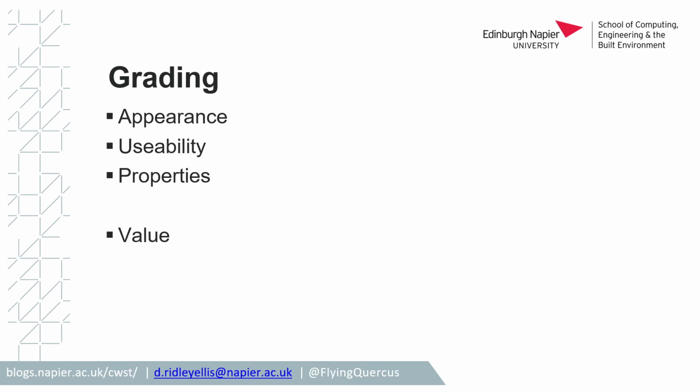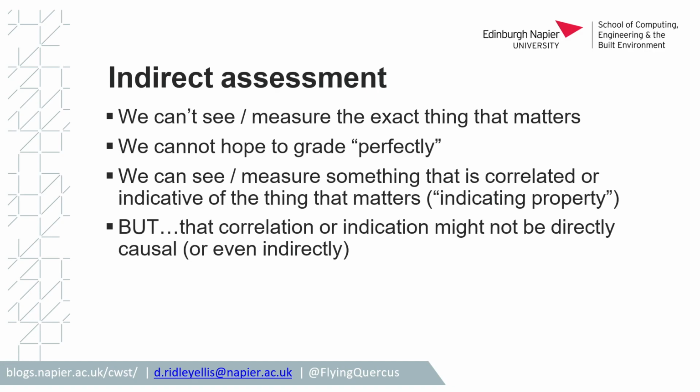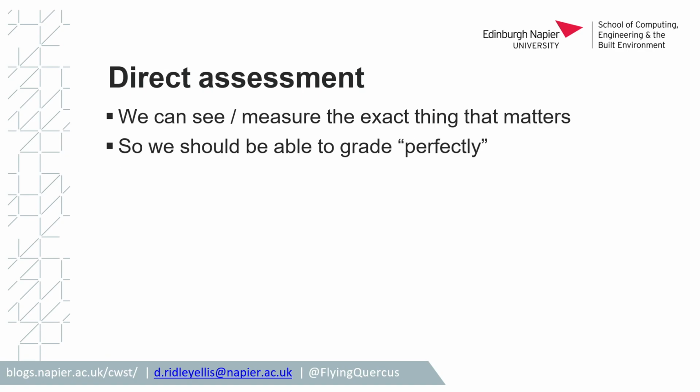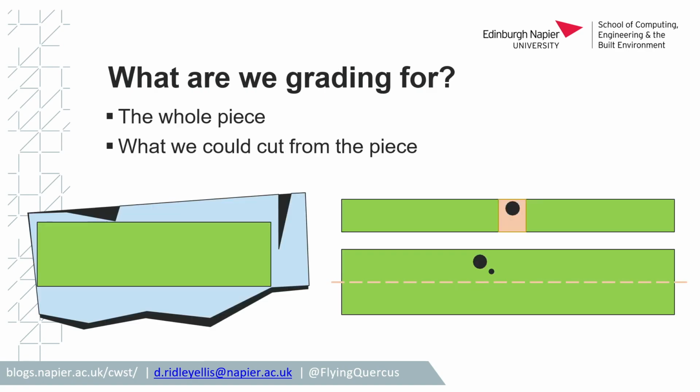Right, grading. We've got appearance, usability, properties and values. We've got direct assessment. We can see, measure the exact things that matter. We should be able to grade perfectly. Indirect assessment. We can't see, measure exact things that matter. We cannot hope to grade perfectly. Okay, this is making more sense now. So, if we get all the data, we can do it perfectly. If we don't get all the data, we can't do it properly.